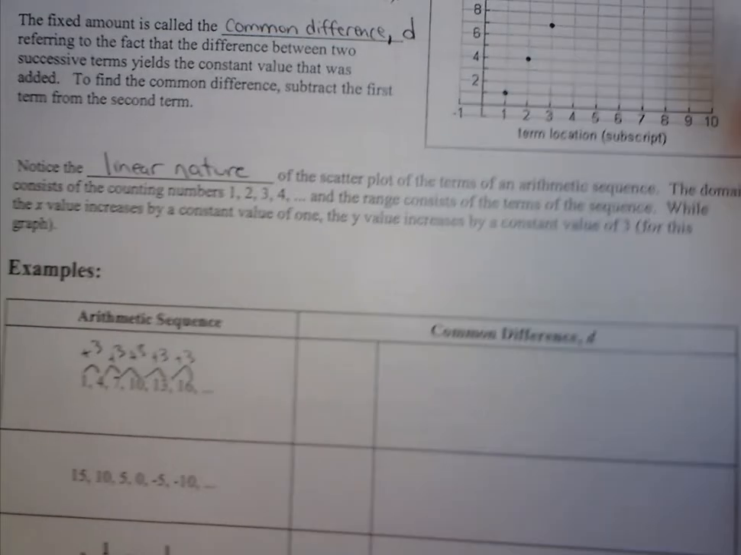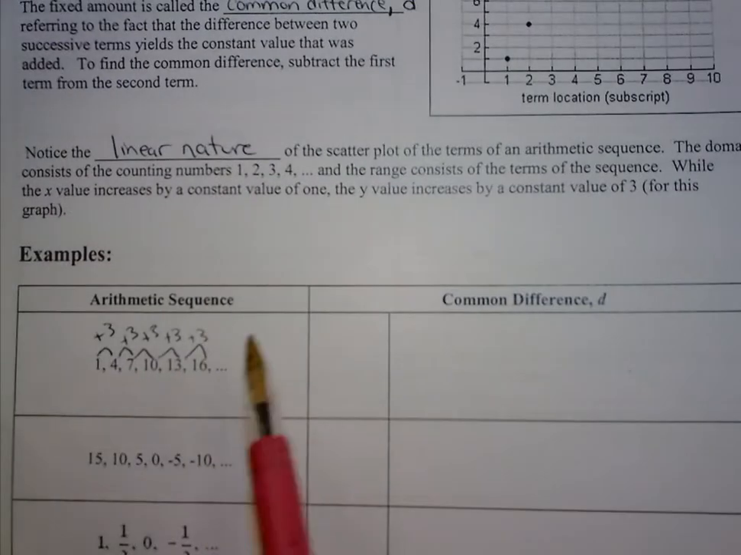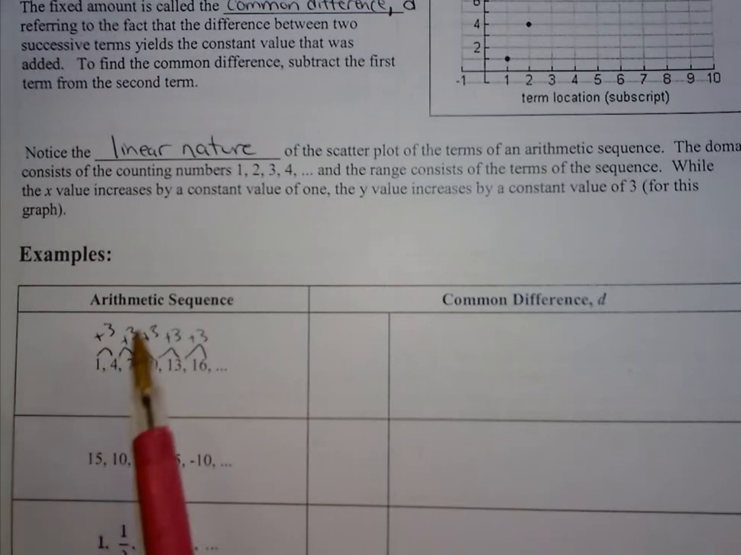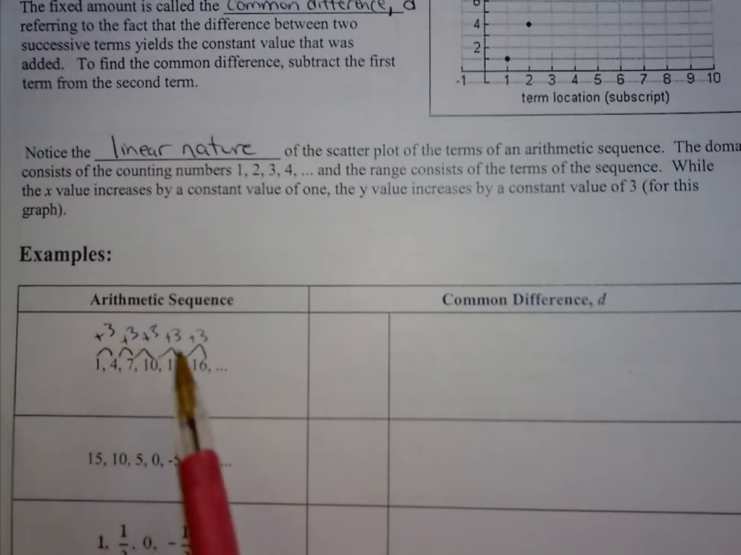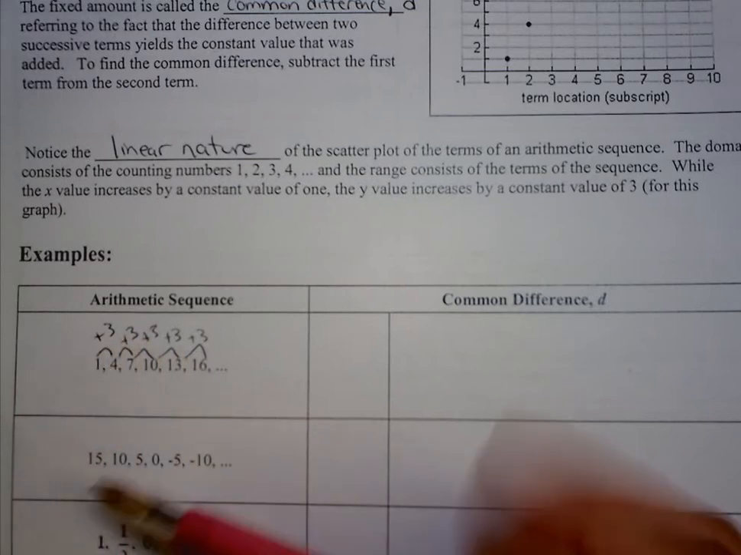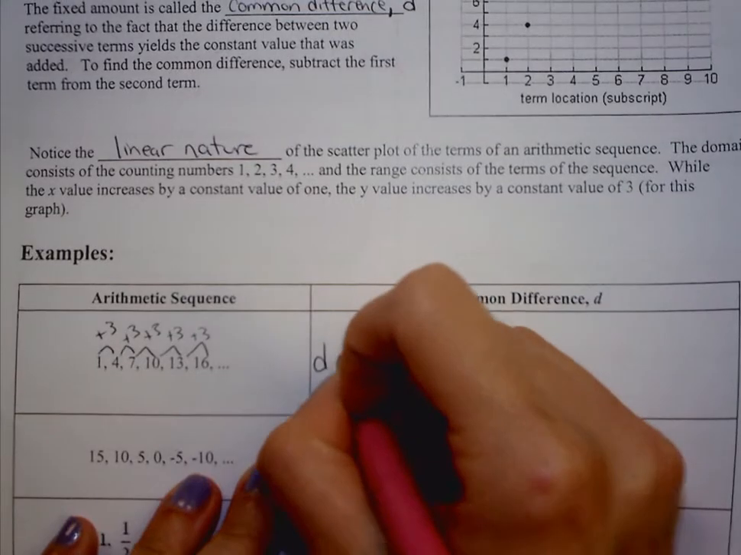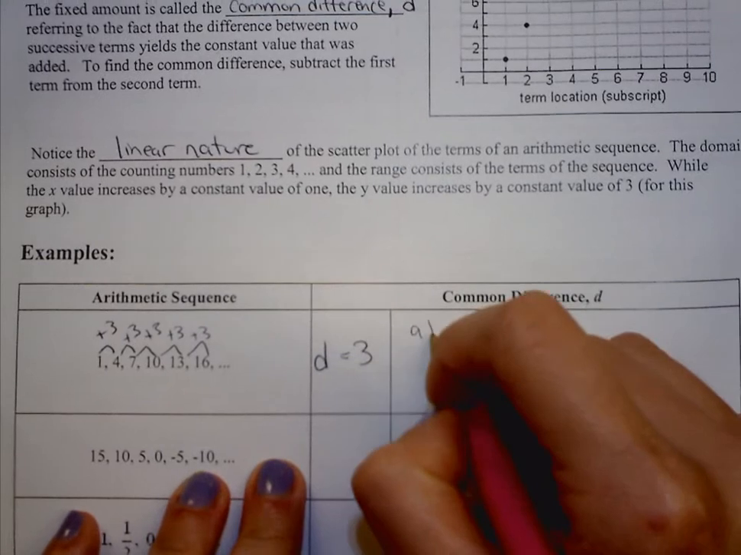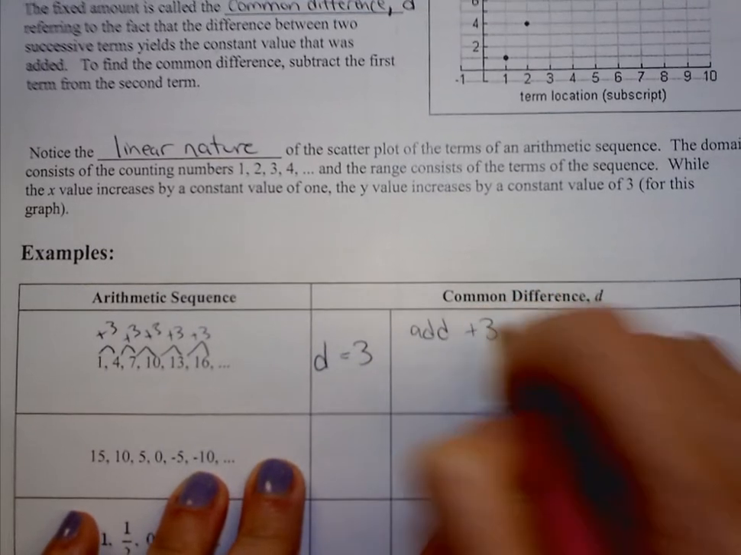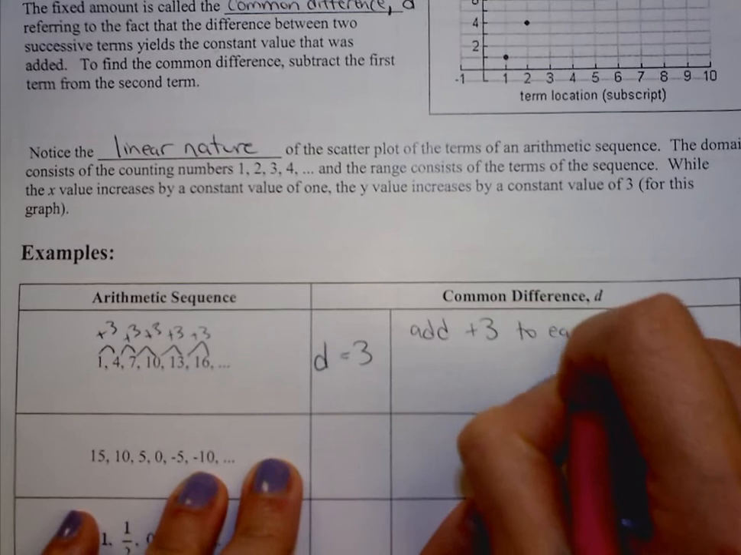nature that we have. Remember when we were looking at table of values and we saw if the y value, if we were adding or subtracting by the y values by the same amount, then it was going to be a linear function? Kind of the same idea here. So I know my common difference is 3. So I'm going to add 3 to each term.